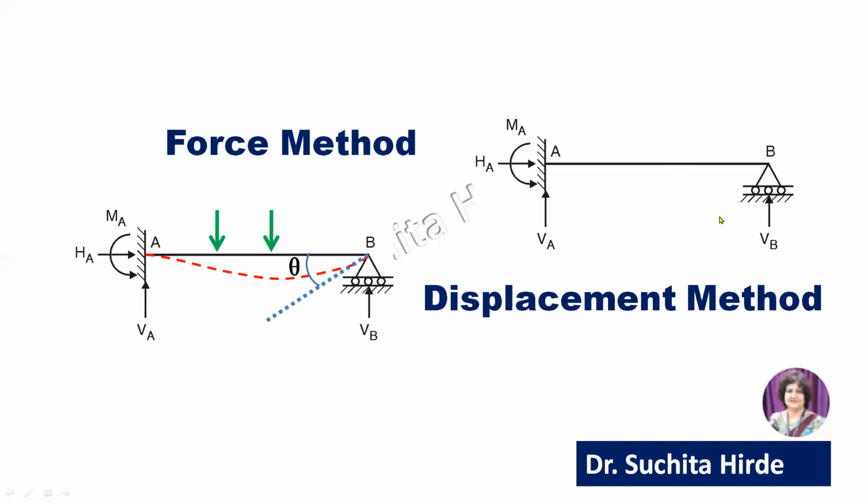Whereas in force method, the degree of static indeterminacy is 1. You can consider VB as unknown. You can also consider MA as unknown. So since we have a choice in force method and there is no choice in displacement method, displacement methods are better to develop computer programs.